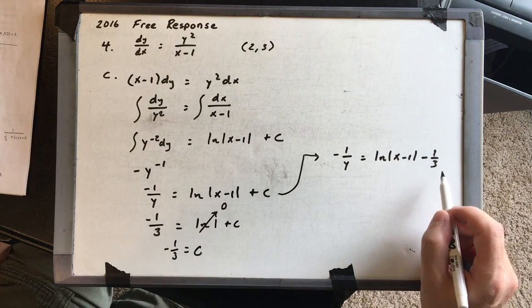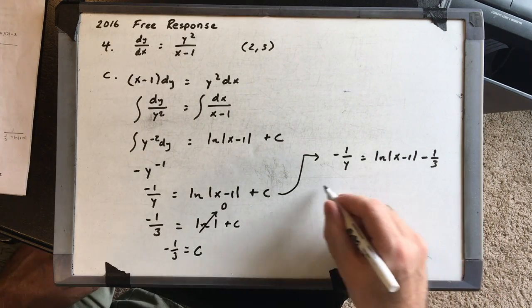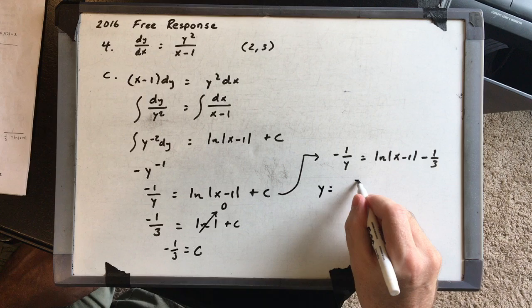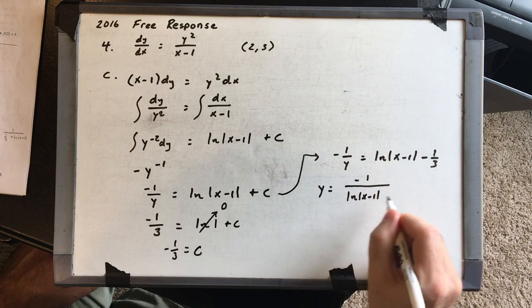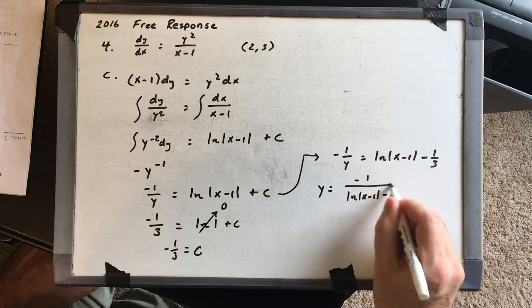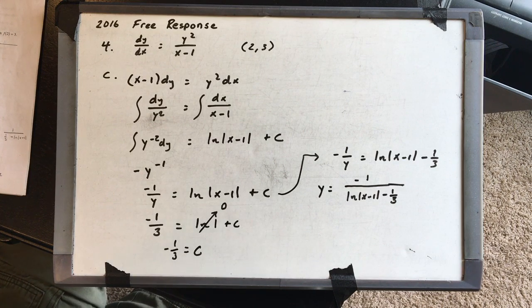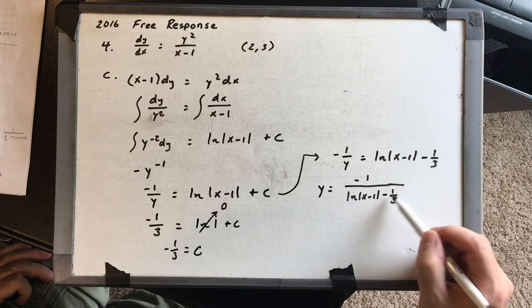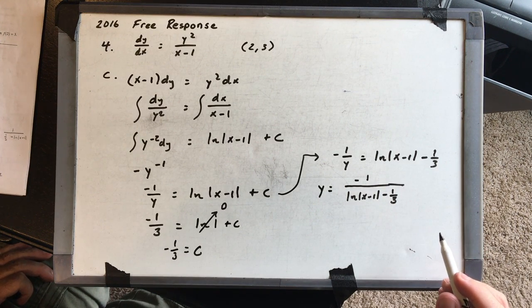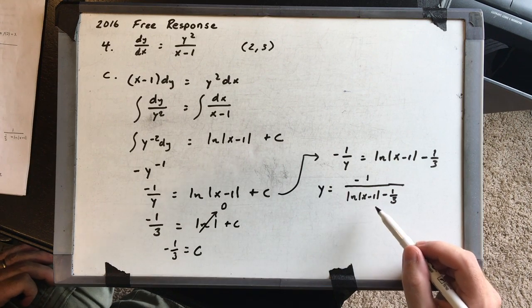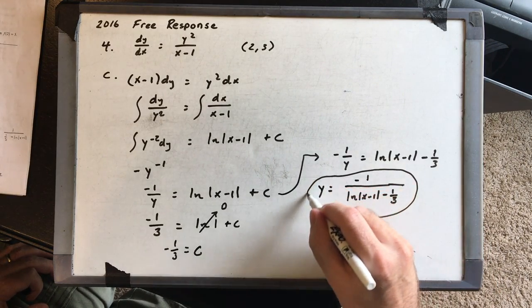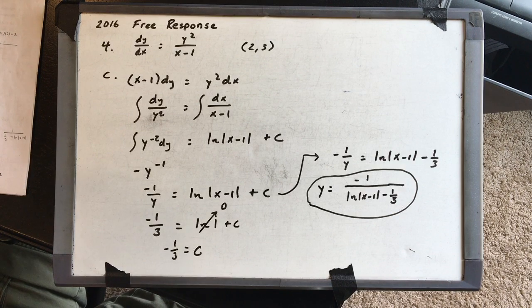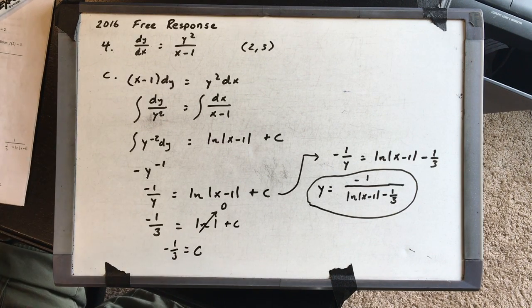Now we need to just solve for y. Let's multiply both sides by y and divide both sides by that. So you'd have y is equal to negative 1 over the natural log of the absolute value of x minus 1 minus 1/3. I would leave it like that. You could multiply the top and bottom by 3 over 3 to get rid of that fraction, but I probably wouldn't worry about doing all that. If it were multiple choice, then you might have to do that to match the answer. But on free response, I would make them tell you that's wrong. And they don't have any ground to stand on, in my opinion.